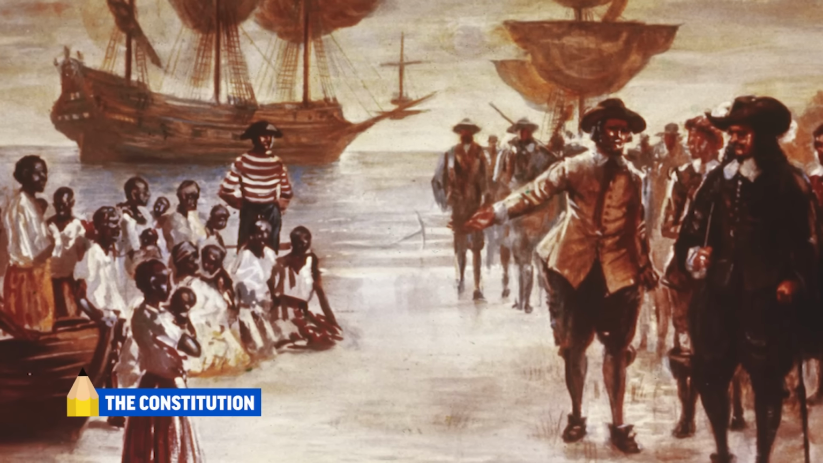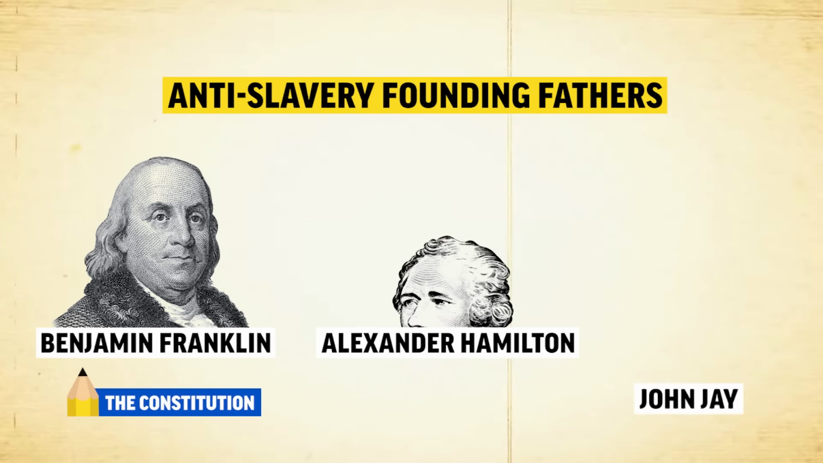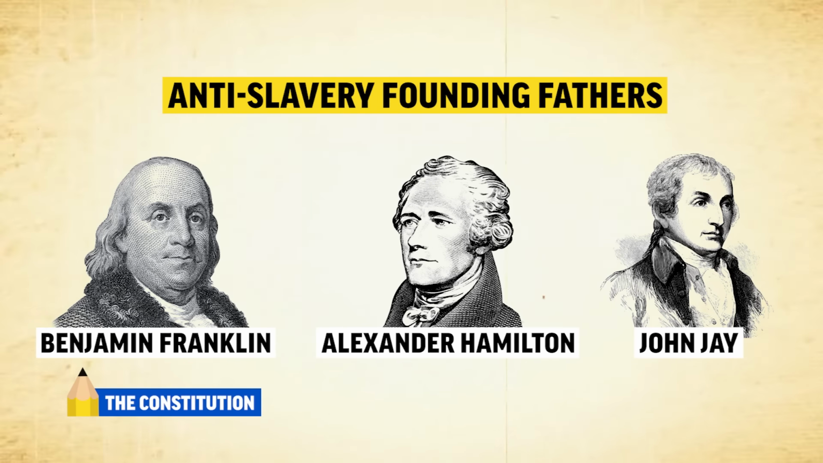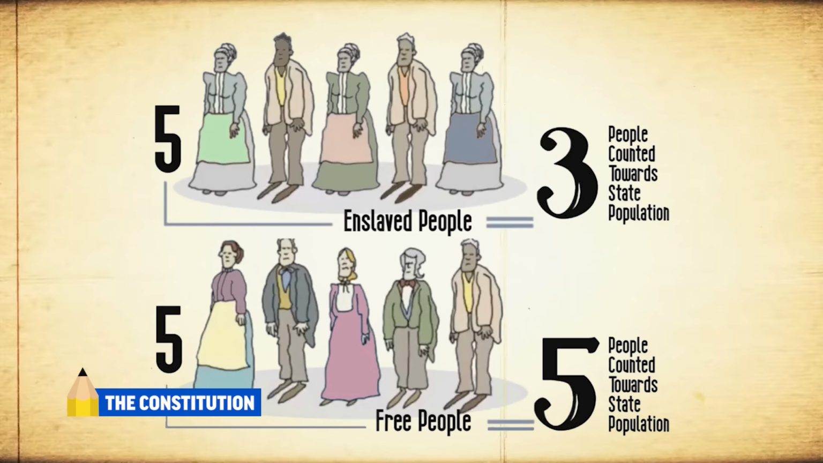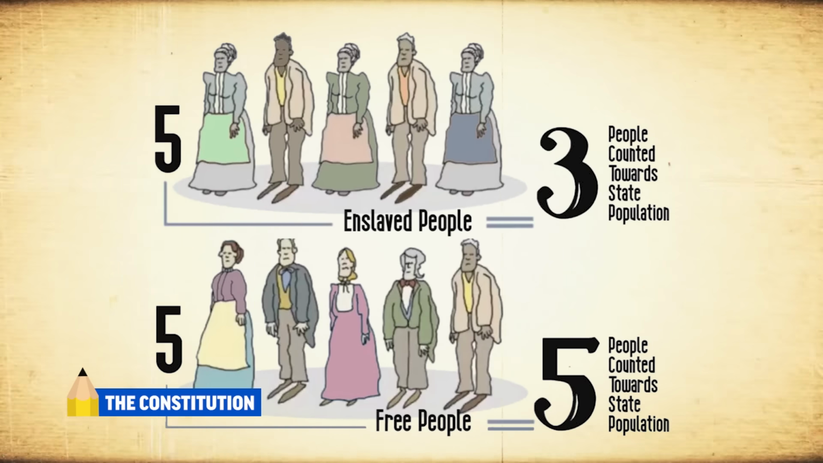The other heated debate was over slavery. While some representatives favored abolition, Southern states were unwilling to compromise on the institution. So the argument centered around whether the enslaved would count towards representation. This led to the 3/5 compromise.